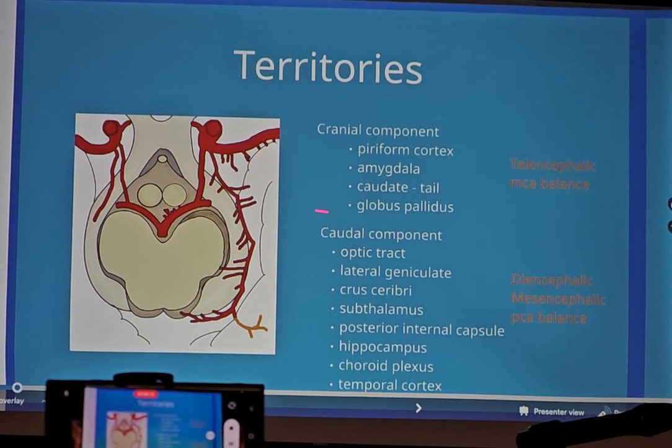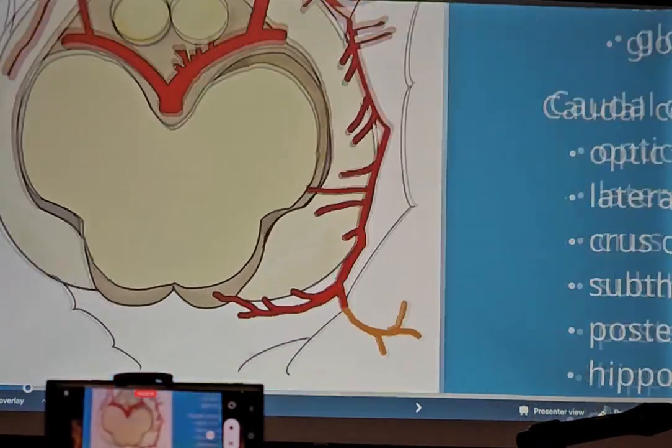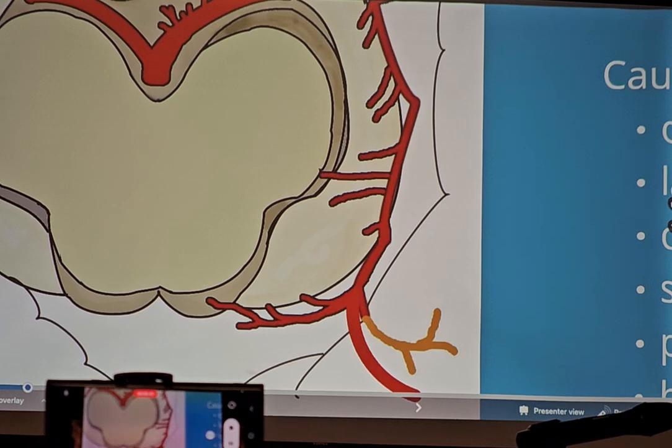If we look at the area that's in balance with the diencephalon and mesencephalon, we've got supply to the optic tract, to the lateral geniculate body, and then perforating vessels that are going to go through to the crus cerebri, the subthalamus, the posterior internal capsule, hippocampus as we get to the back, choroid plexus, and then if there's a territory shift, we can add on a cortical territory to the anterior choroidal artery.